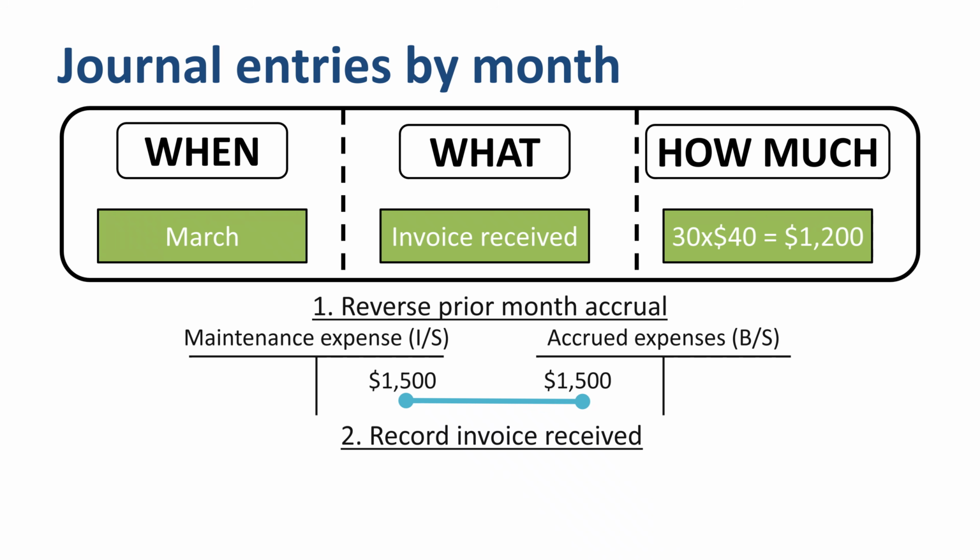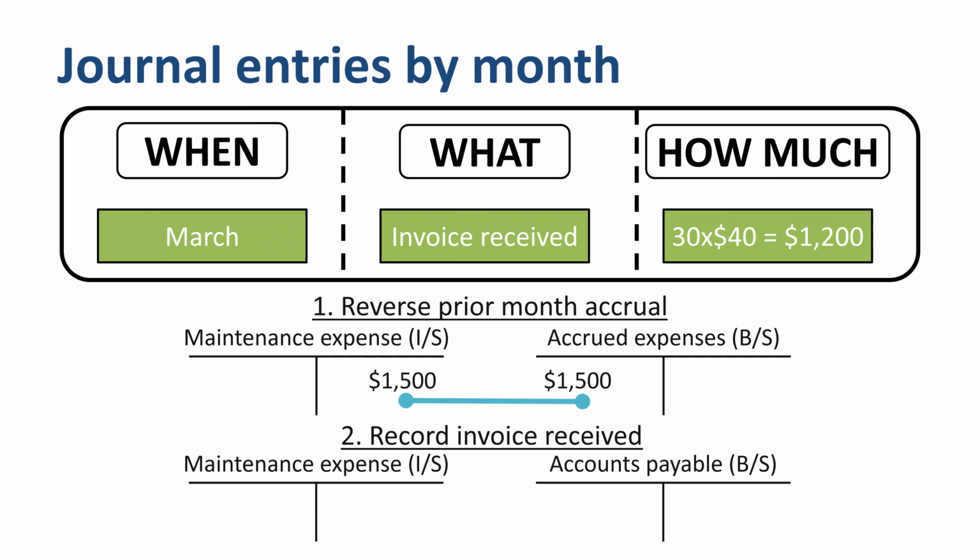Second, we record the invoice which has now been received. The balance sheet part of this journal entry goes to accounts payable, not to accrued expenses. Accounts payable is a balance sheet liability account where we post amounts related to invoices that we have received from suppliers, but not paid yet. Accrued expenses is the balance sheet liability account where we post amounts related to outside work that has been performed for us, but not yet invoiced by the supplier. Debit maintenance expense for $1,200, credit accounts payable for $1,200.